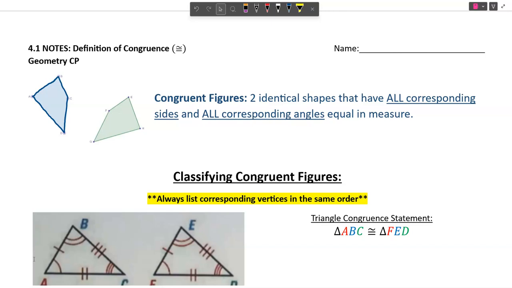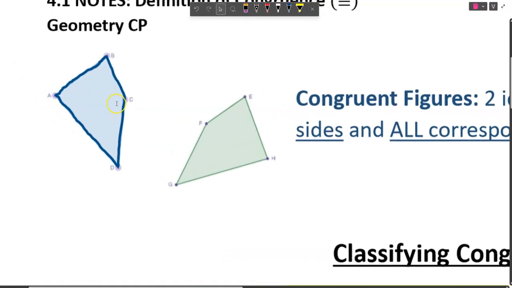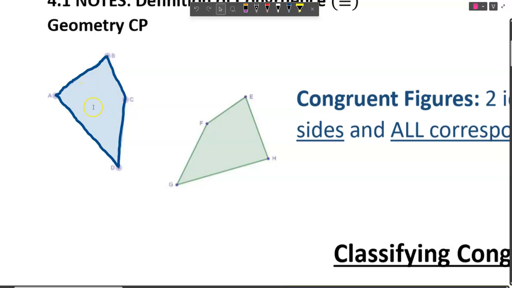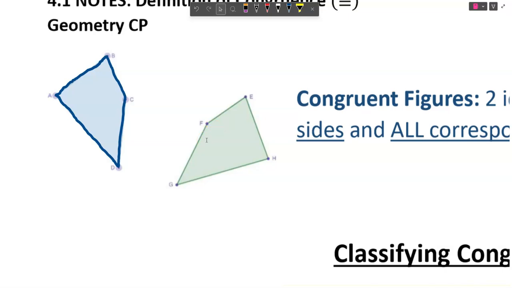Right away, I have two figures here. The definition of congruent figures, which could be triangles, which is what we're primarily going to focus on, or any other shape, is two identical shapes that have all corresponding sides and all corresponding angles equal in measure. In the next example below, we'll talk about what the word corresponding means. But I want to give you a visual here. We have this blue quadrilateral, A, B, C, D, and then we have a green quadrilateral. For two shapes to be congruent, it basically means they have to be the exact same, a copy-paste of one another, a clone of each other, whatever synonym works for you.